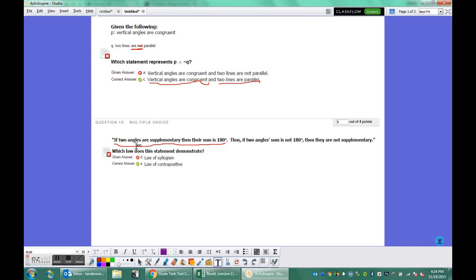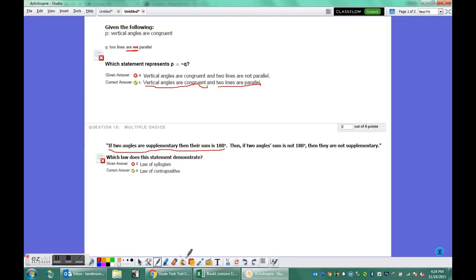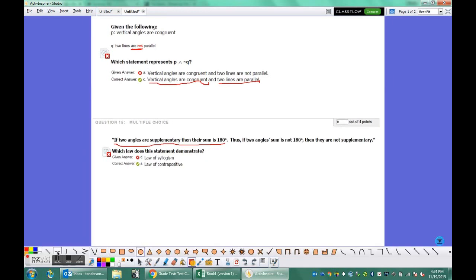So if I look at the first statement and compare that to the second statement here, it says two angles sum is not 180, then they are not supplementary. You'll notice that I have just written out the contrapositive. Okay, so that's why it's going to be law of contrapositive.